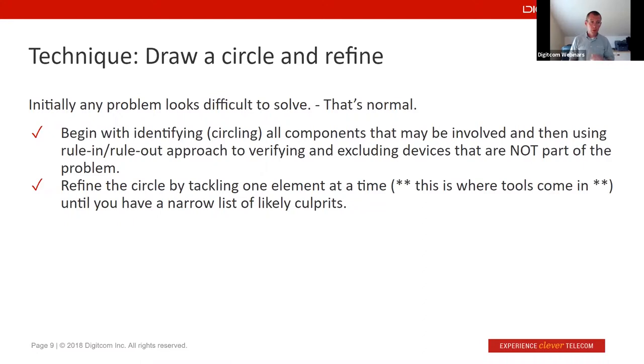We rule things out. So begin with identifying everything that could possibly be in the problem. That's where you circle the entire picture. That's where the circle starts. Then refine it by tackling elements one at a time. This is where the tools come in, and we're going to talk about those in a couple seconds. Until you have a narrow list of culprits, you slowly bring the problem down to some digestible size. Eventually, we'll only have three things in the circle, and we'll have some sort of strategy for ruling out two of the three things, and then we know the last thing left has got to be the problem. What exactly in there doesn't always matter.